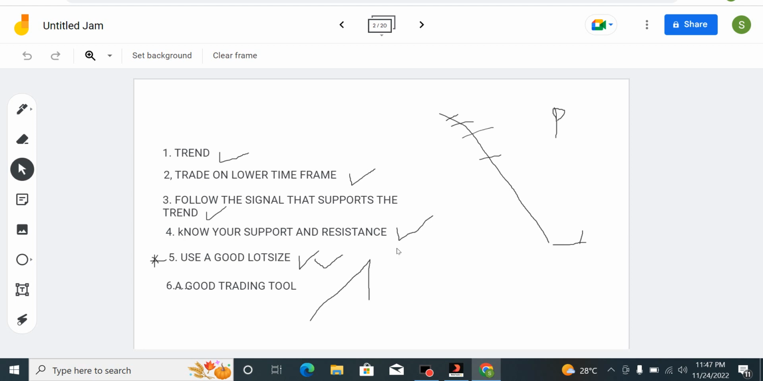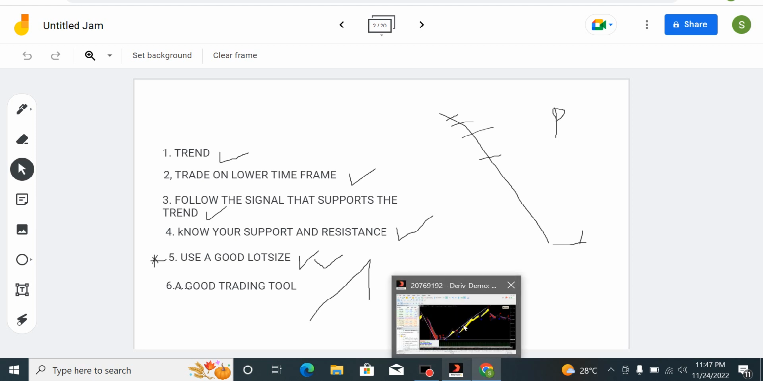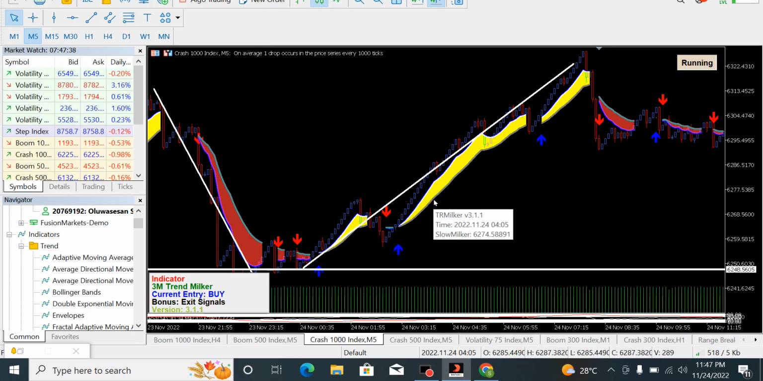Like I always tell you, it is always important you have a very good trading tool which you can use to analyze the market effectively without giving yourself a headache. A very good one which we have been using on this platform, most especially within the Telegram channel, is the 3M trend milker indicator, which is what we are seeing on the screen right now.